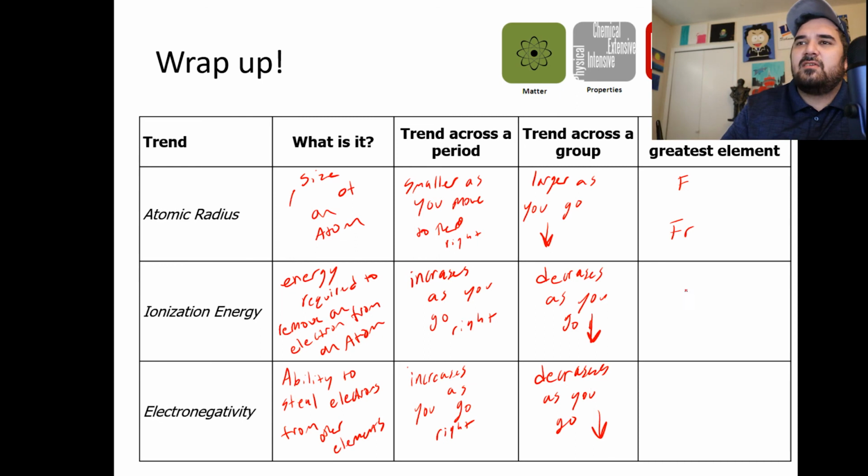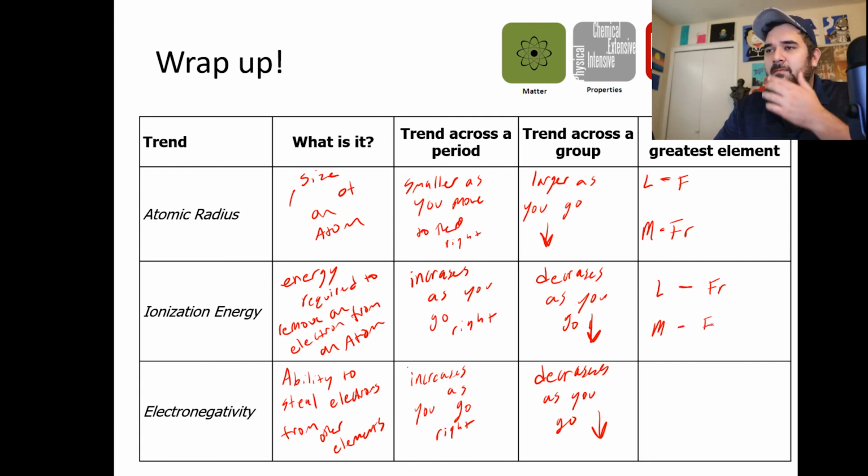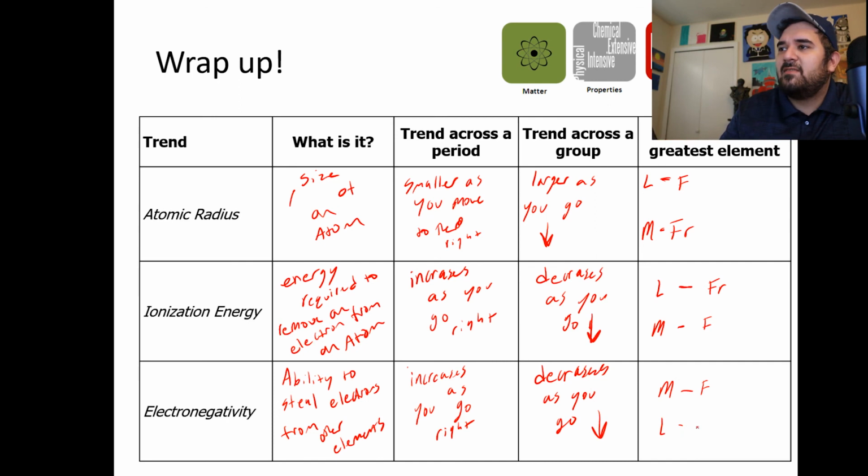And then for ionization energy, I'm going to put least and then most. The element with the least ionization energy, that's going to be francium. Least ionization energy means there's very little energy required to remove that electron. Most energy required to remove an electron, that's going to be fluorine. And then for electronegativity, most electronegativity, that's going to be fluorine, and least electronegativity, that's going to be francium.